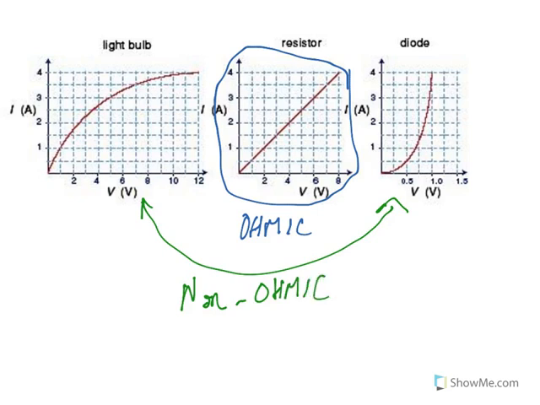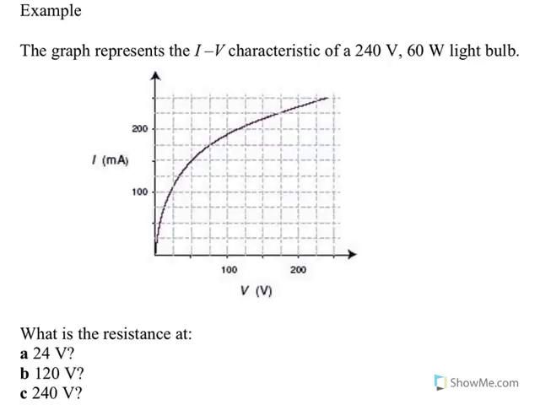Alright, so things like the one in the middle are ohmic, and the ones with the curves are non-ohmic. So when we've got non-ohmic devices, we need to use the graphs to find some information. Alright, so here's how we would do that. So in your notes, we've got another example.